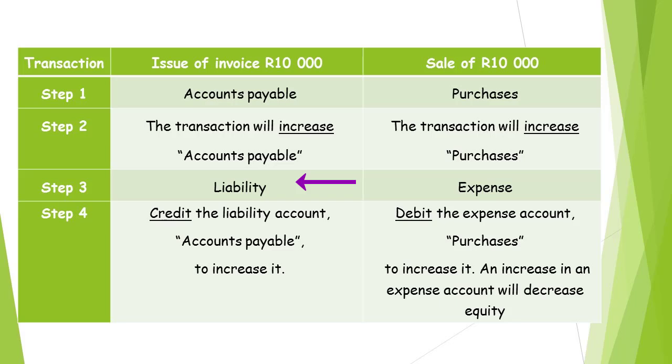The rule for liabilities is that these accounts increase on the credit side and decrease on the debit side. In our example, the accounts payable account will therefore increase on the credit side. Purchases is an expense and is classified as equity. The rule for equity is that equity increases on the credit side and decreases on the debit side. The purchases account as an expense will increase, but the effect on equity is that it decreases on the debit side. The purchases account will therefore be debited.